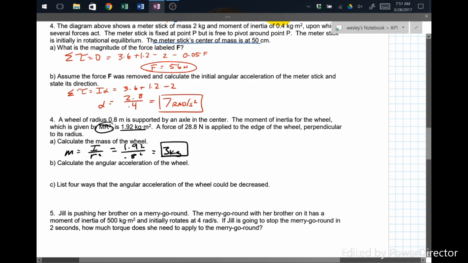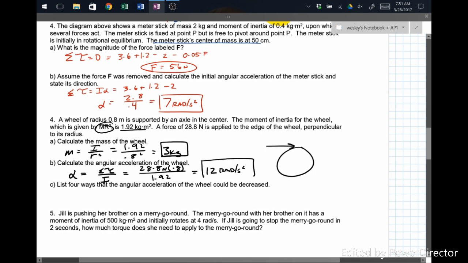To get the angular acceleration of the wheel, alpha, that's going to be net torque divided by the rotational inertia. Well, there's only one torque acting on this. It's that 28.8 Newton force times the radius of the wheel, 0.8, because it's acting right here on the very edge, divided by 1.92, the rotational inertia. We put that in, we end up with 12 radians per second squared.